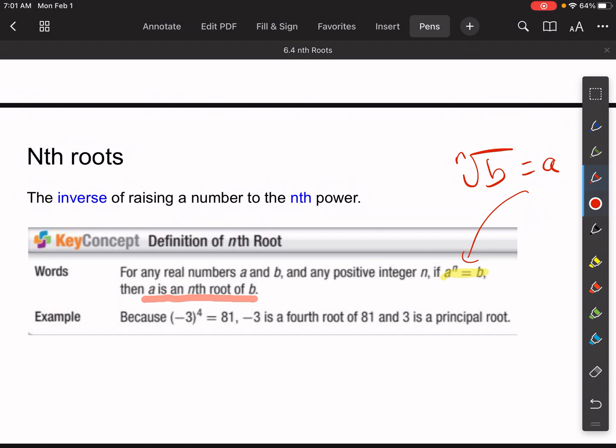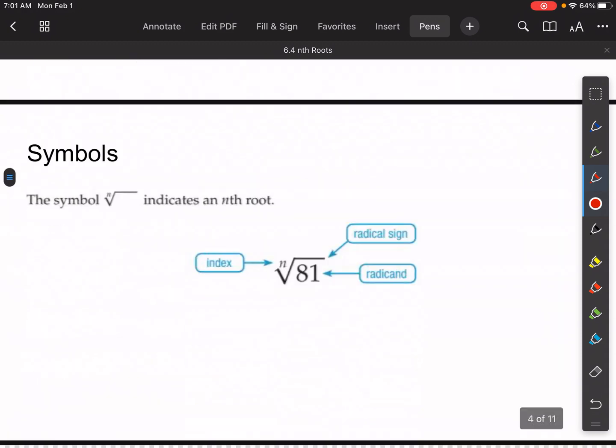Okay, so it says because negative 3 to the fourth is equal to 81, negative 3 is a fourth root of 81, and 3 is a principal root. Okay, so we're going to get into how to do all this shortly.